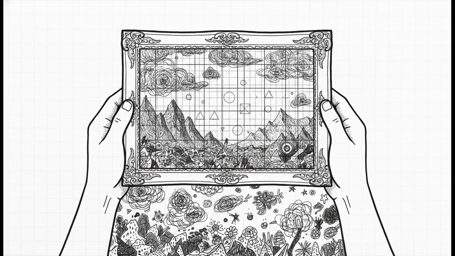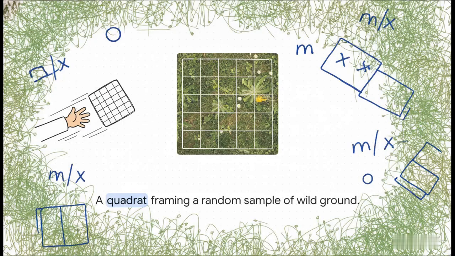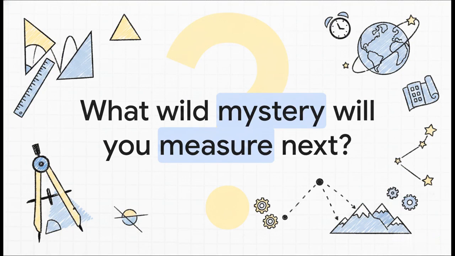Ultimately, these kinetic graphs and equations are just powerful tools used to frame physical reality. Just like a biologist throwing down a physical quadrat to measure wild, chaotic grass. Math is the ultimate frame for our world. So what wild mystery will you measure next?